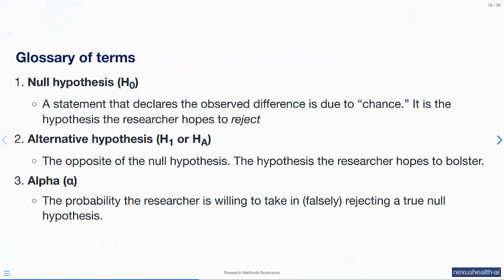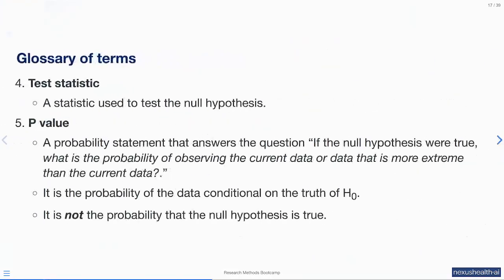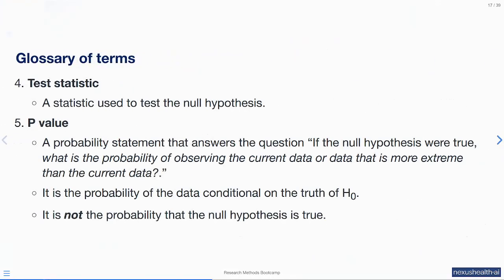Alpha is the probability the researcher is willing to take in falsely rejecting a true null hypothesis. The test statistic is the statistic we use to test the null hypothesis. The p-value, and this is a term we've come across quite frequently and often used in our conversations.